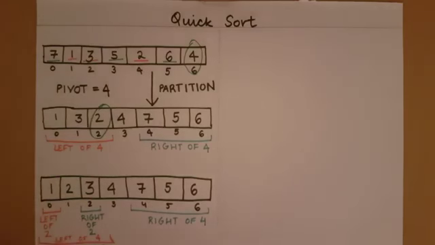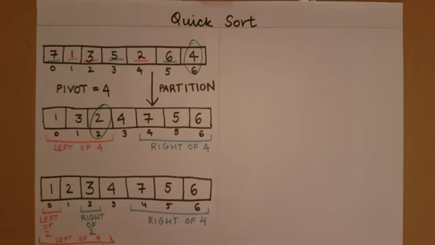So now 2 has come to its correct position. We need to see the left of 2. Let's apply the partition algorithm to the left of 2. Now, the partition algorithm for the left of 2 will choose 1 as its pivot.